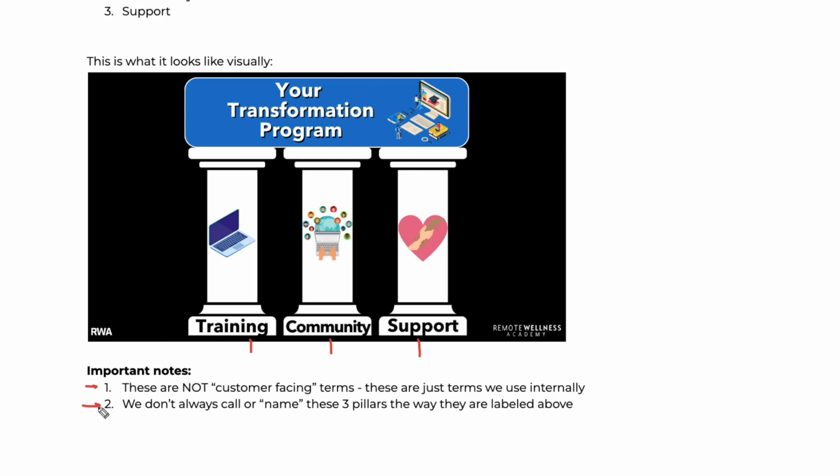Note number 2 is that we don't always call or name these 3 pillars the same way that they are labeled above. Even though, for example, it says this is training, as you're going to see in a second when I explain what training actually is, it might not be training the way that you think training is. So that's a second very important note: we don't always call or label these 3 pillars the way that they are above. Having said that, let's now talk about each of these 3 pillars in detail.